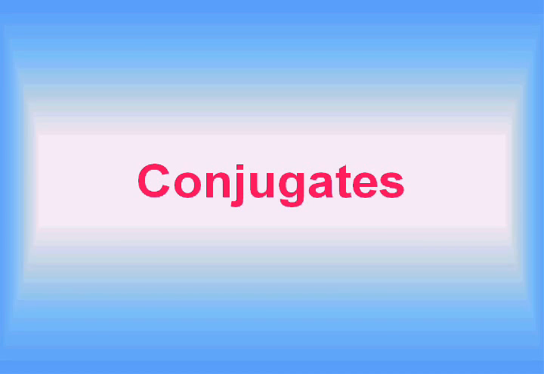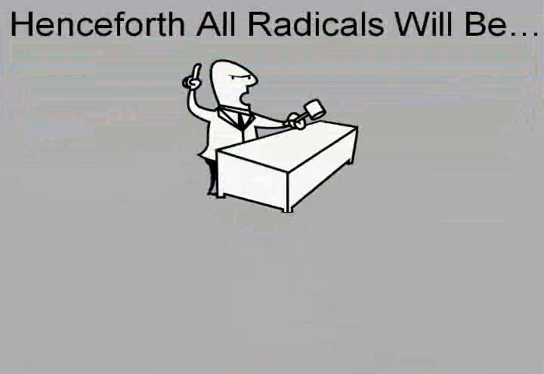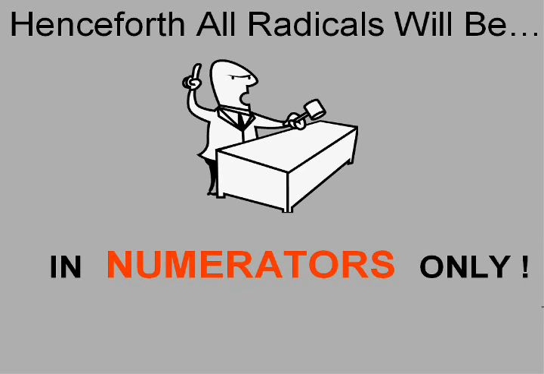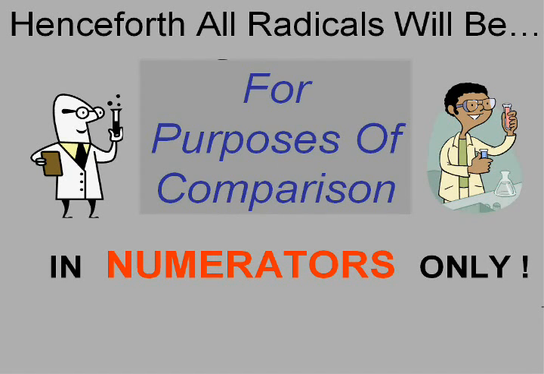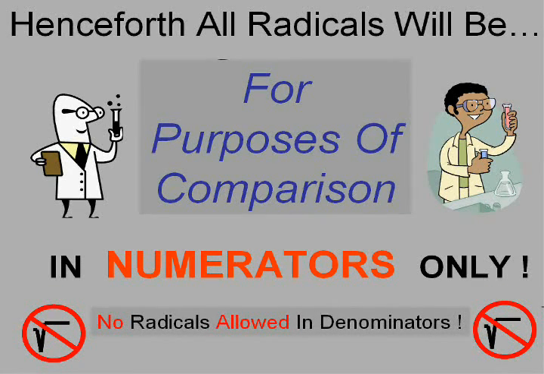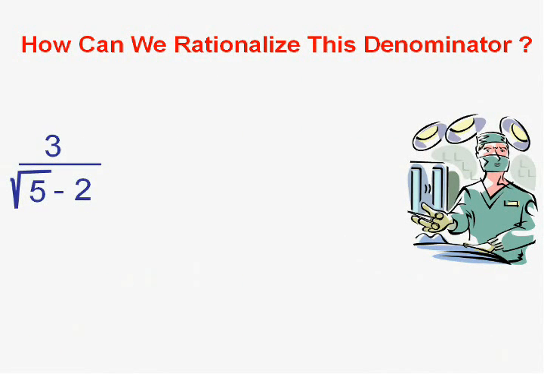Relative to rationalizing denominators are these animals called conjugates. Do you remember that we decided that from now on, all radicals must be in numerators only? Okay, so that you could compare your answers. So everyone has come up with this convention so that no radicals will be allowed in denominators. Remember that. Now consider this problem.